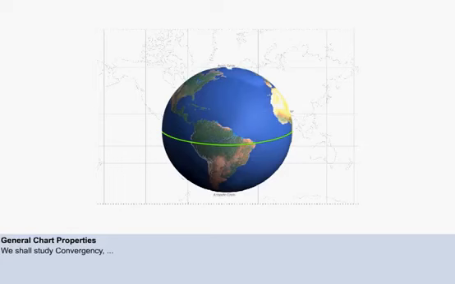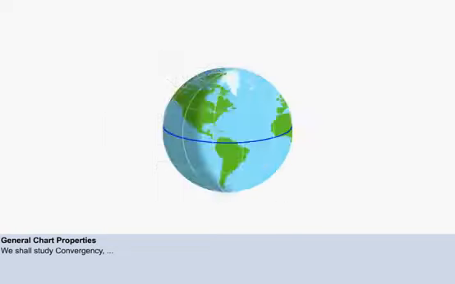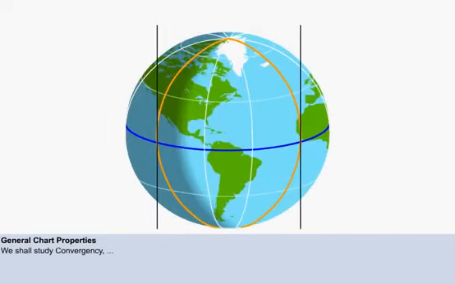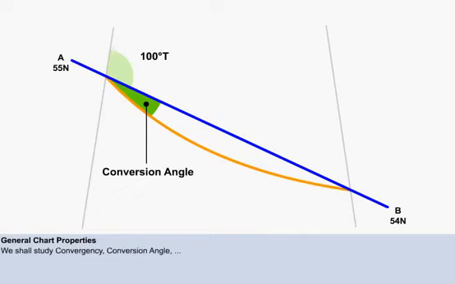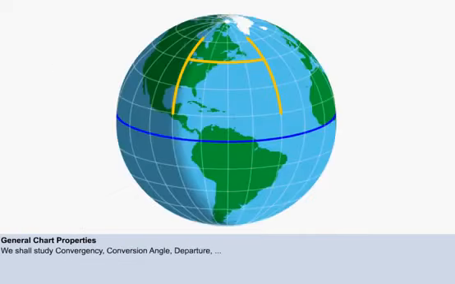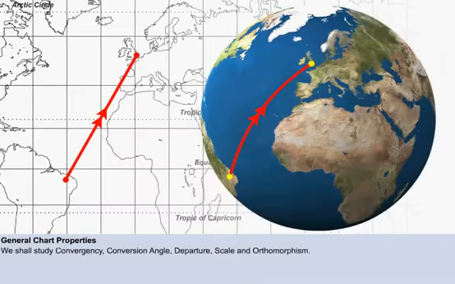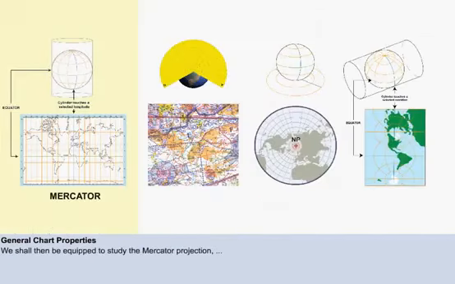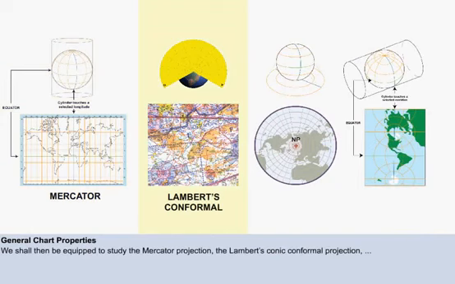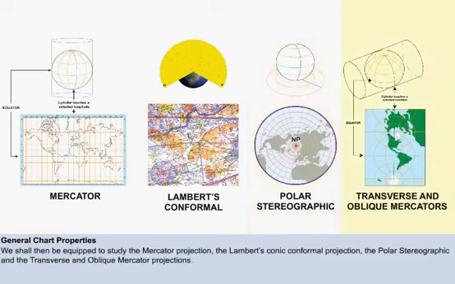The topics that we shall study are convergency, conversion angle, departure, scale, and orthomorphism. When we have covered these 5 topics, we shall then be better equipped to compare the Mercator projection, the Lambert's conic conformal, the polar stereographic, and the transverse and oblique Mercator projections.